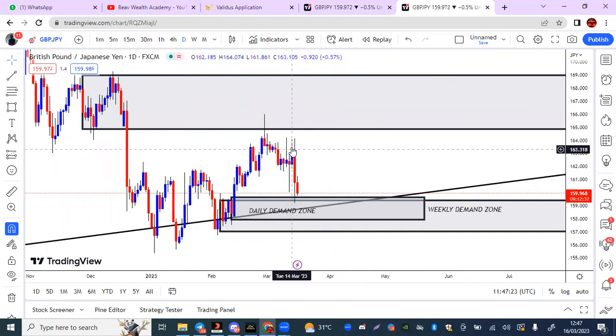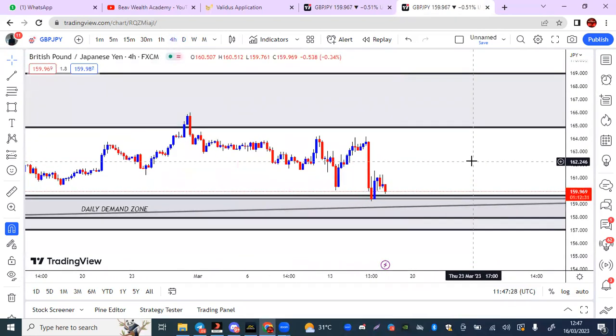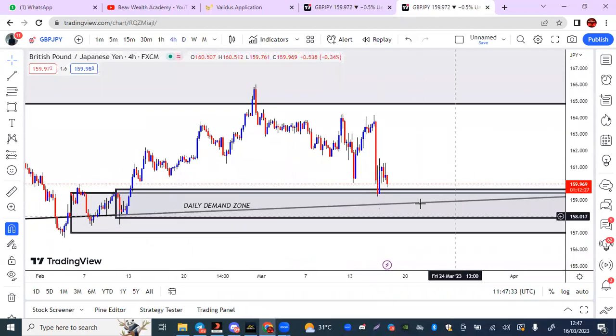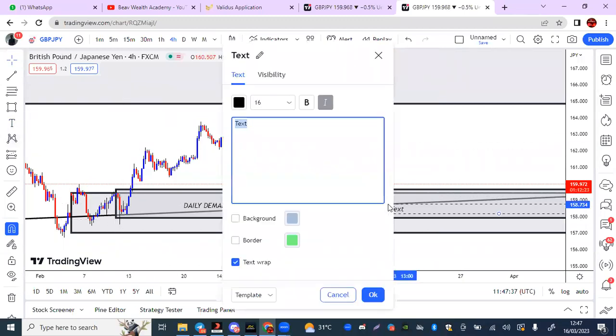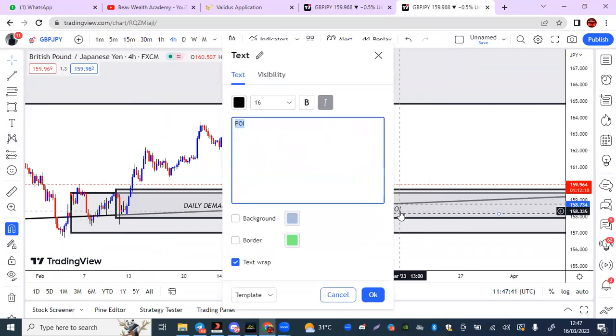I'm looking for a buy, so let me focus first on getting the demand zones. Let's look at the 4 hour time frame. What do we have here? These zones, sometimes in my CPOI, we also call them POI, point of interest. Let me tag that. Point of interest.